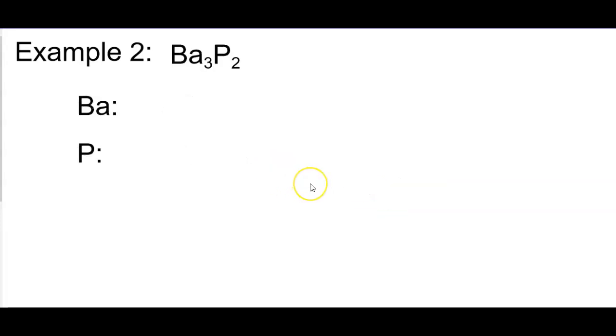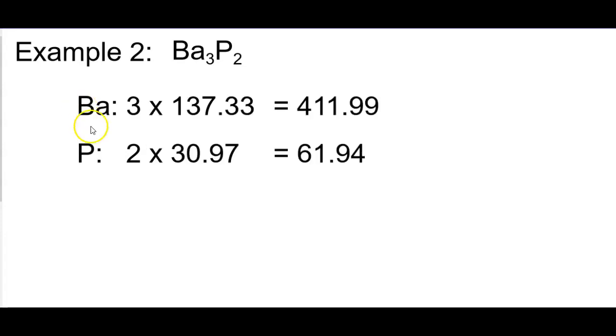Another example. Here we have barium phosphide. So we're going to list the atoms, barium and phosphorus, pardon me. We're going to list how many we have of each, 3 bariums, 2 phosphorus. We're going to multiply each of them by their numbers off the periodic table, and then we're going to total those values.